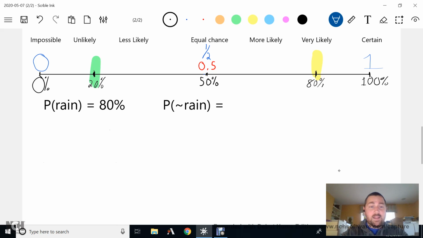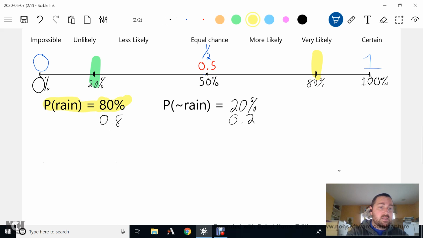So which one's more likely, rain or not rain? Once you're past this 50% chance, it's more likely that the thing would happen. And if you're on this side of it, it's less likely that it would happen. So in this case, we would say that the probability of not rain is 20%. If we wanted to give these as decimals, they could be 0.8 and 0.2. And we know that rain is more likely because it's above 50%. That's what it means to be above 50%: it's more likely that it would occur.